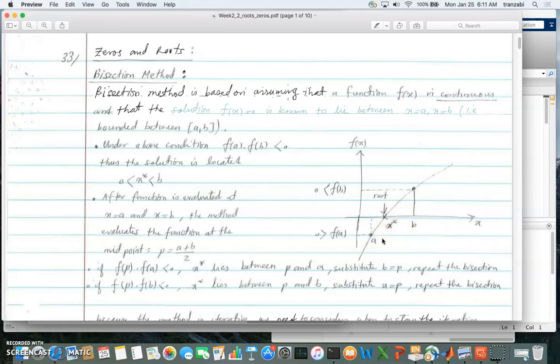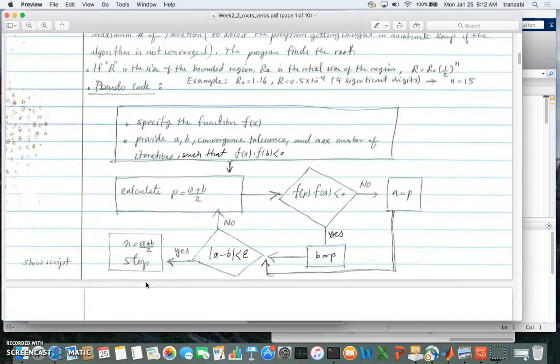Okay, so by checking this condition, the next step is we find the midpoint, which is the bisection of the AB distance. So we find the middle point, which is (a + b) divided by 2. We call it p. Then we evaluate f at p and compare with a and b. If f(p) times f(a) is less than 0, that means the root is between a and p, so we're going to replace b by p. However, if f(p) times f(b) is less than 0, that means the root is between p and b, so we're going to replace a by p, or keep b. Okay? So the algorithm is written like so.